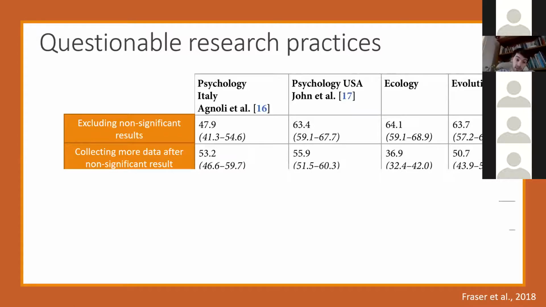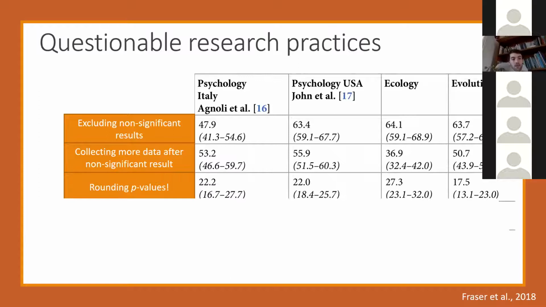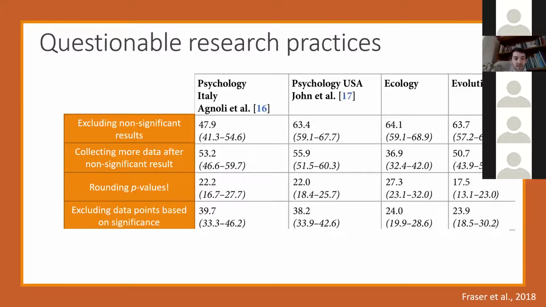Collecting more data after seeing a result's non-significant, and that's going to increase your chances of getting a false positive result, again, around 50% of researchers who performed in these surveys. Rounding p-values, that's one which I find very surprising. So you get a p-value of, say, 0.0505 and then just call it 0.05. A fifth of researchers are saying they've done that at least once.